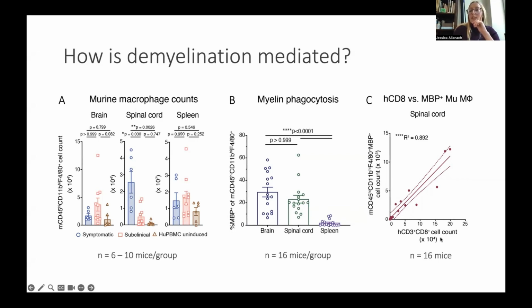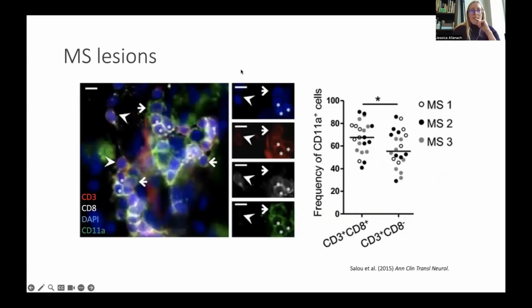CD8 T cells that have entered the spinal cord, which again suggests that human CD8 T cells are entering the spinal cord, producing cytotoxic molecules, promoting damage in the CNS, and that the murine macrophages in this case are either directly mediating phagocytosis of myelin or cleaning up the debris. And we know that this is also something that happens in MS lesions.